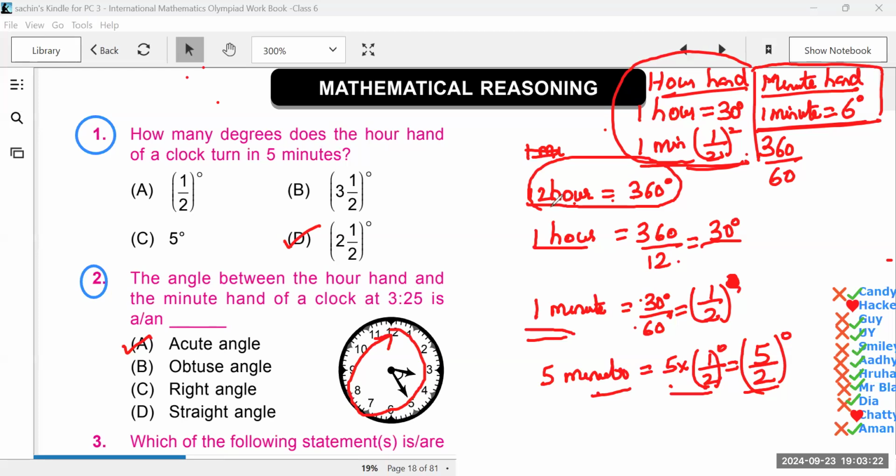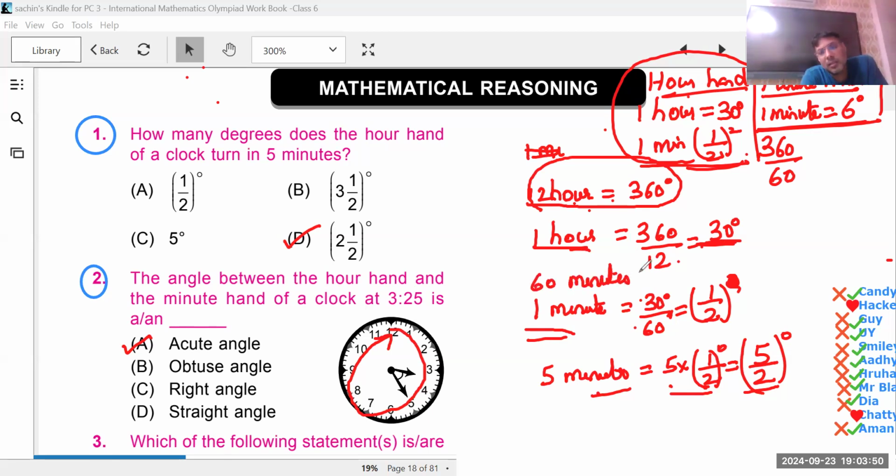So what did you not understand? The minute hand? Quickly tell me the answer. Minute. Which one? 1 minute, of the minute hand or of the hour hand? Hour hand. So you understood 1 hour, 30 degrees. 1 hour has how many minutes? 60. So 60 minutes, 30 degrees. You understood this? Yes, sir. So 1 minute will be how much then? Half a degree. That's what I have written. Do you understand now?